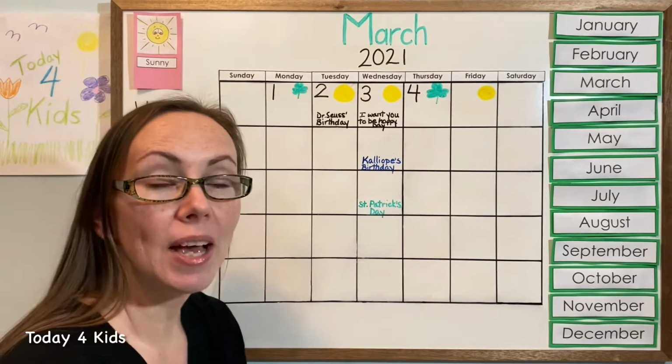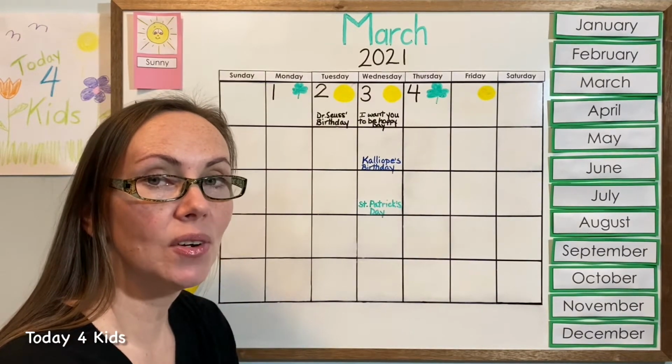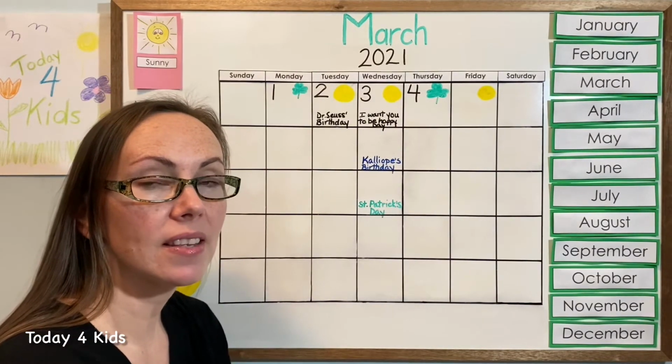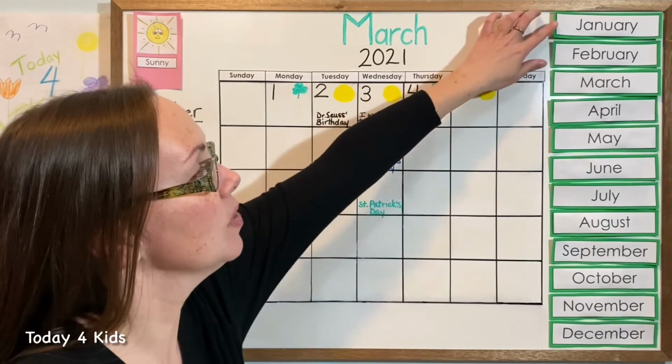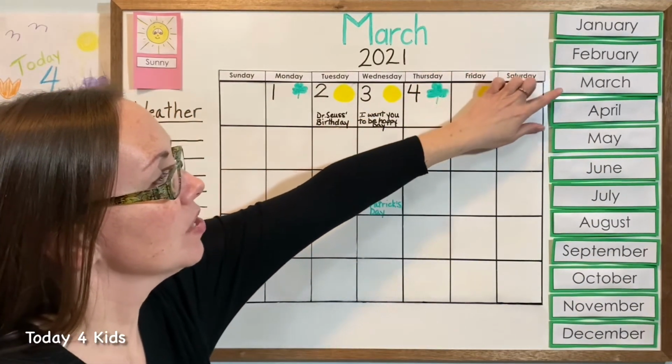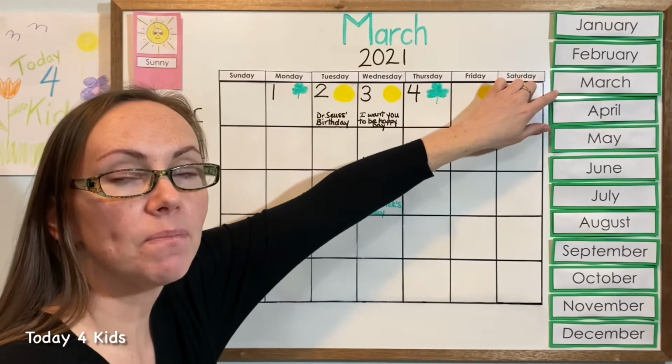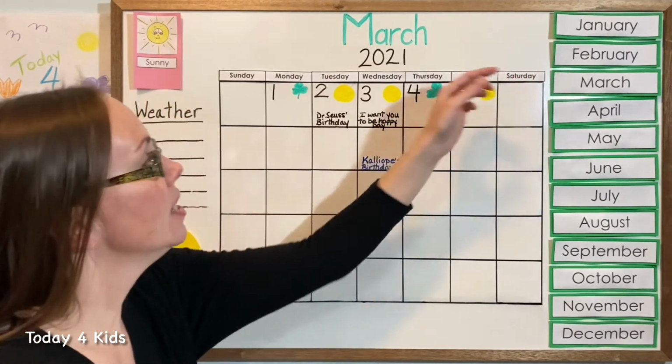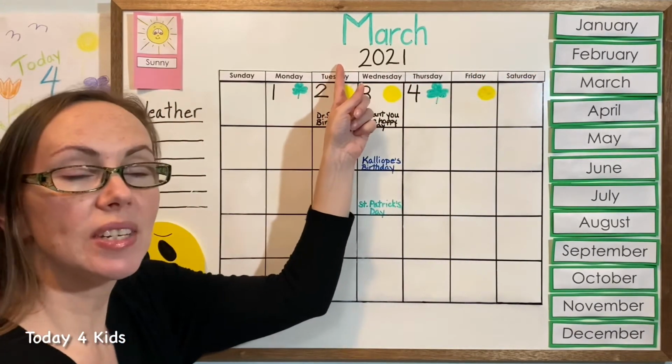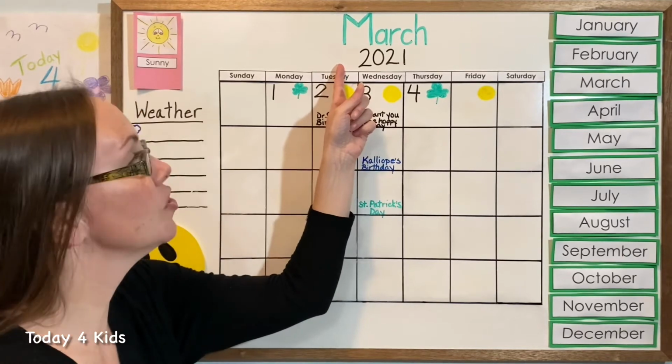Good job. And do you remember what month we are in right now? It's the 3rd month. If you start at the top and count down 3, 1, 2, 3, you'll find the month that we're in, and it is the month March. So we put March at the top of our calendar so that it's easy to see. We can just look at the calendar and know that it's March.